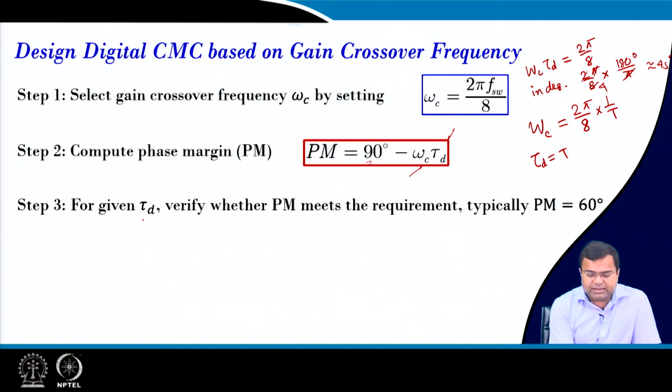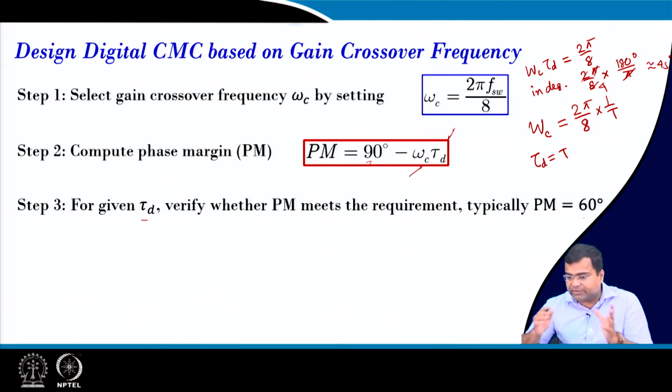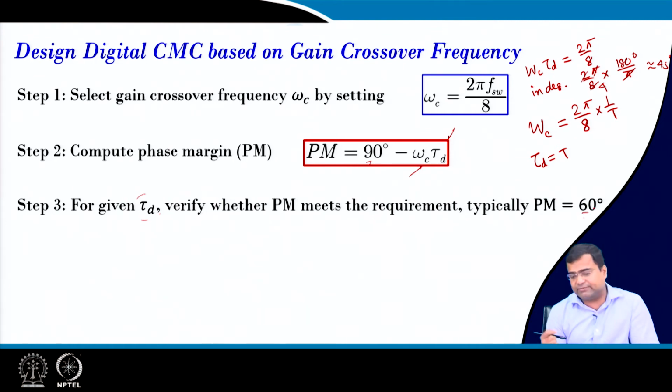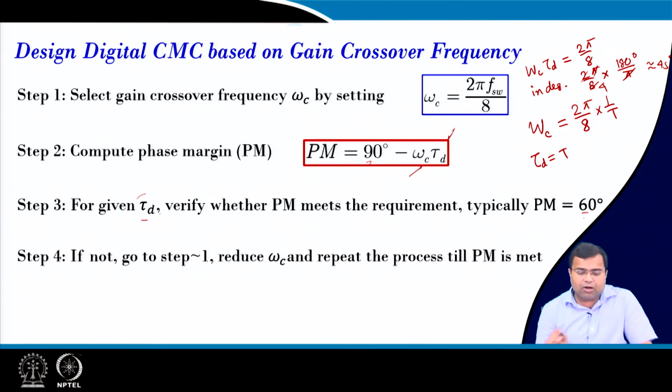But that means for a given tau d, because in current mode control very easily we can get, we typically want to achieve 60 degree phase margin in the conservative case. So, that means this will define what is the acceptable delay. If you have delay higher than that, then you need to sacrifice the phase margin. So, now if we want to achieve 60 degree phase margin for the given tau d, it may so happen that your 60 degree phase margin may not be met.